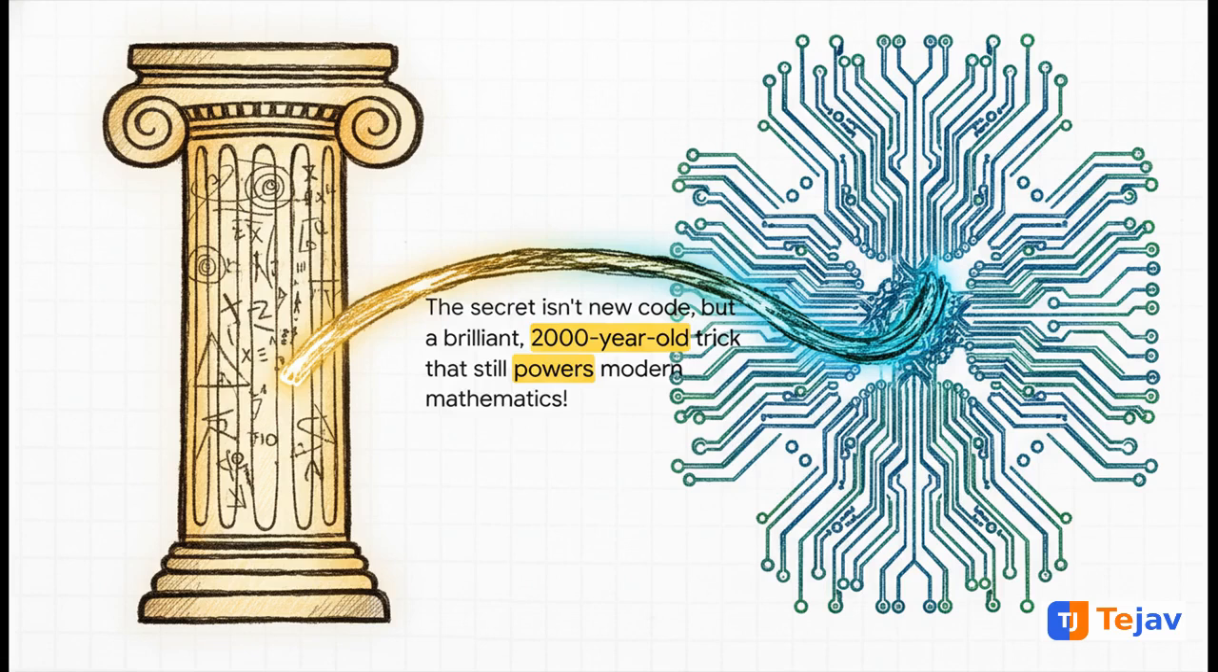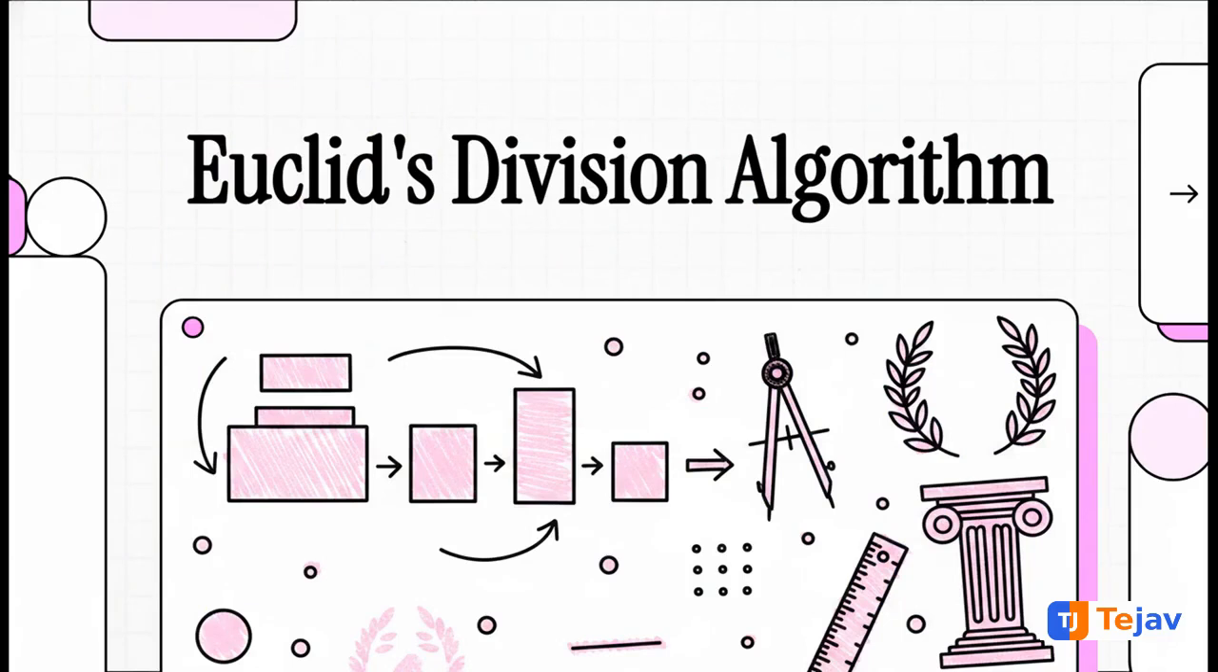Yeah, you heard that right. The very same method that helps keep your online account safe was figured out by ancient Greek mathematicians who had nothing but their own brains to work with. So let's dive in. We're about to pull back the curtain on one of the most elegant and surprisingly powerful tools in all of mathematics, Euclid's division algorithm.